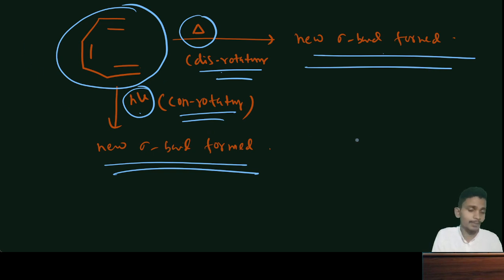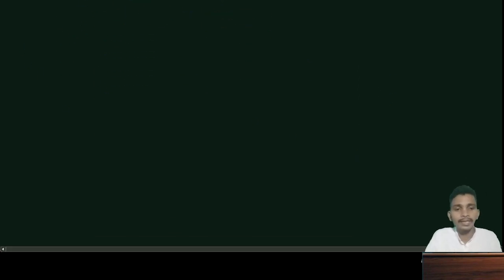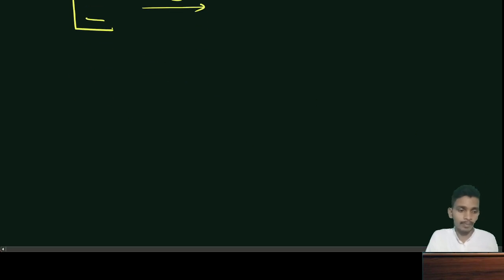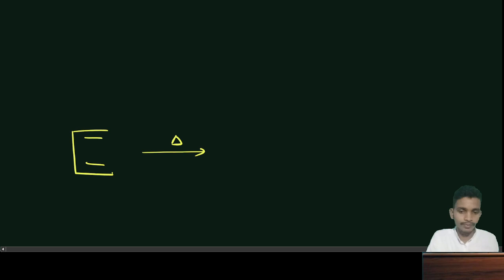So this is the one substrate. Now we will look at another substrate. Let's say we have the substrate like this. Okay, here conjugation is there. Now if we are giving heat, then how will this happen? So for that again we have to make the MO diagrams. So first we will make the MO diagrams.